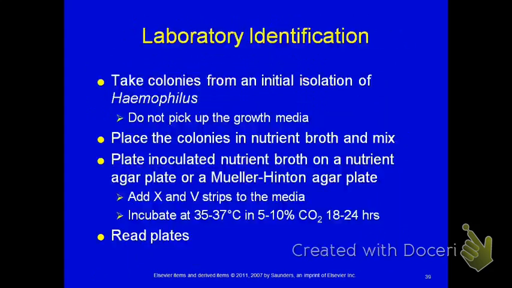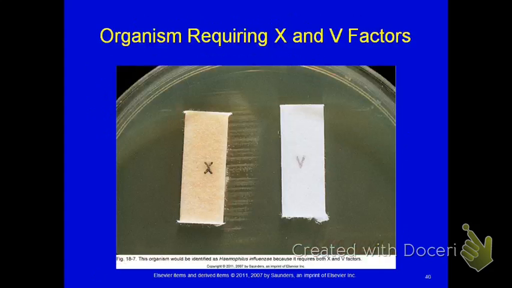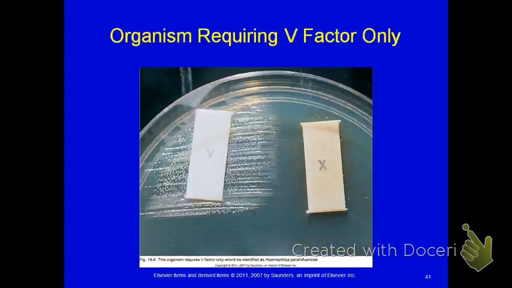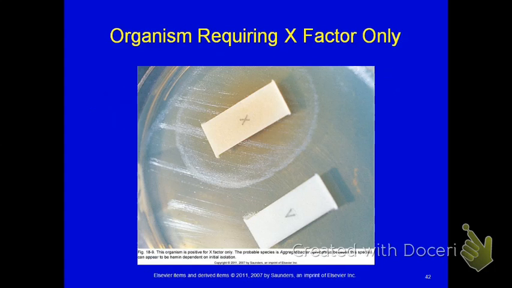Okay, so after 18 to 24 hours, you read the plates. If there is growth in both X and V factors, it means that the organisms require hemin and NAD. If there is growth on V factor only, but no growth on X factor, it means that the organisms require only the V factor. As you can see, the colonies are only seen here in the V factor strip. On the other hand, these organisms would only require the X factor, so the organisms here do not grow on the V strip.